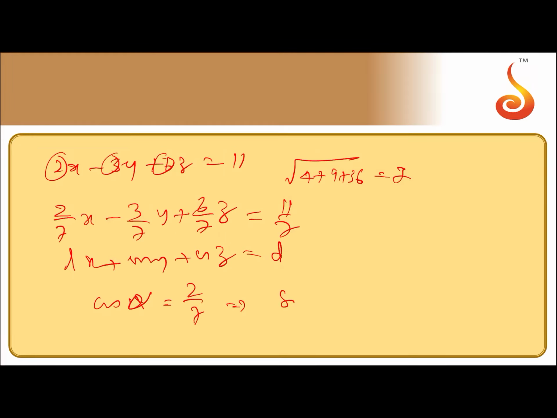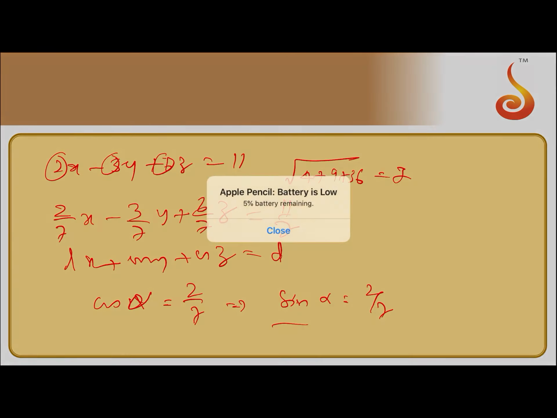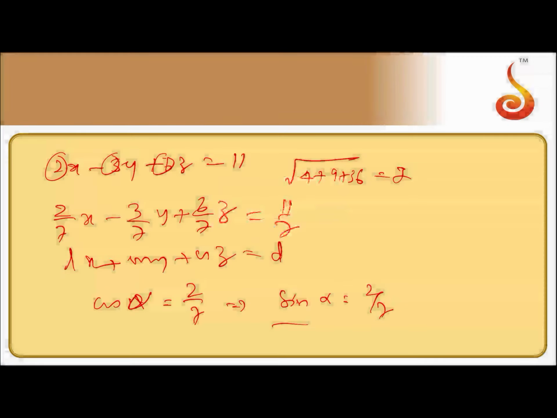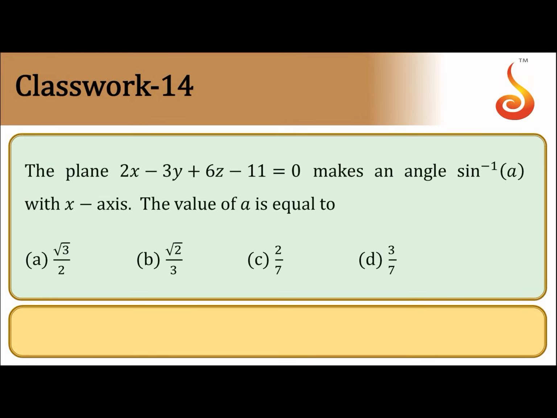But here you are given the plane equation. The plane equation means definitely sine alpha must be equals to 2 by 7, because the normal to the plane will be making an angle, the other one, as 2 by 7. So sine alpha is equals to 2 by 7, and therefore the value of A is nothing but sine inverse of this value. So 2 by 7 is the required answer.